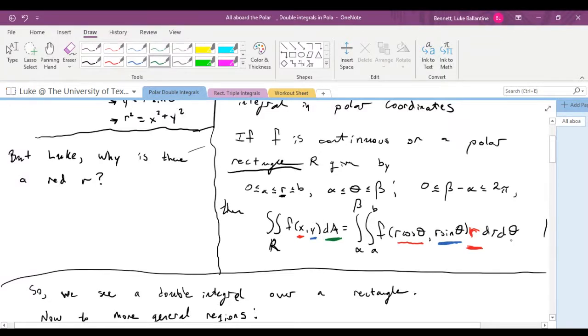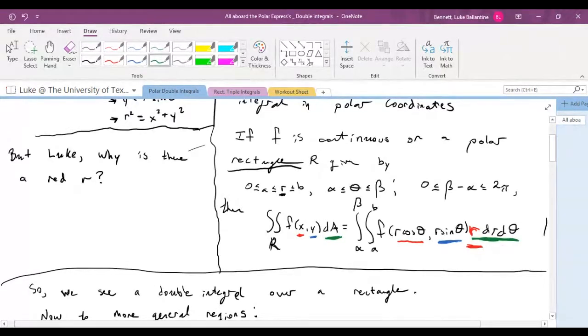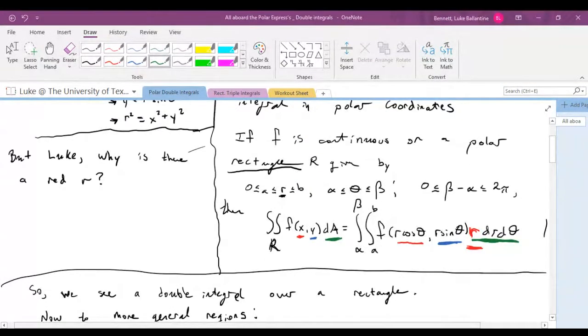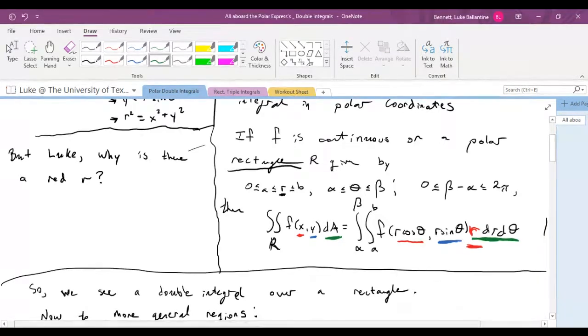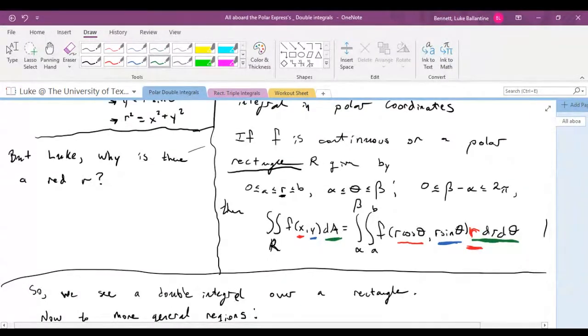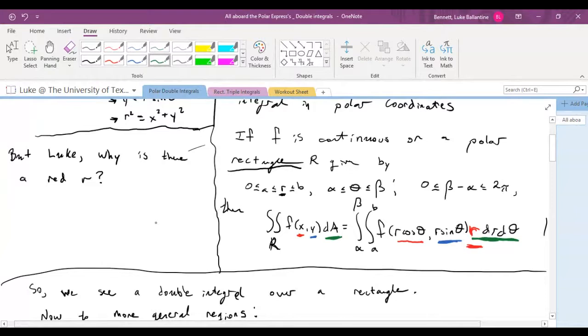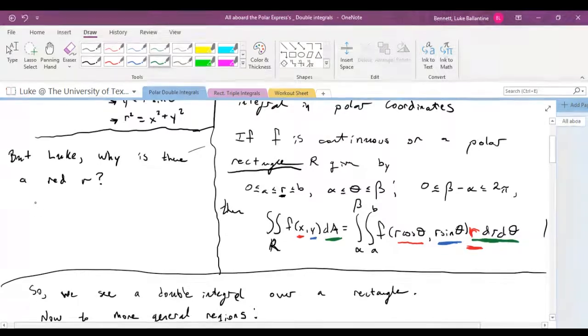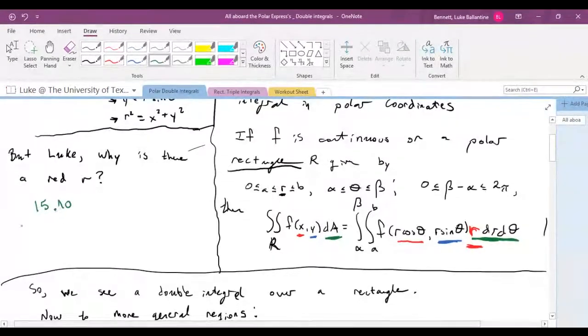Now, you might be asking, where does this rogue r come from? I don't think they will actually get to that in this class, but if you want to do some research over why there is an r converting from rectangular to polar, then I would forward you to the change of variables section in Stewart's calculus book. So this is 15.10.